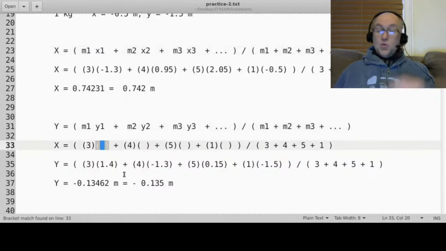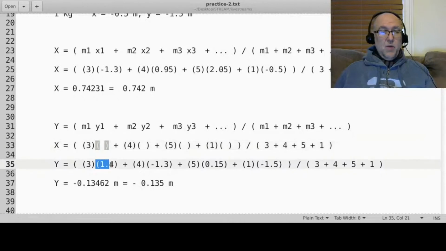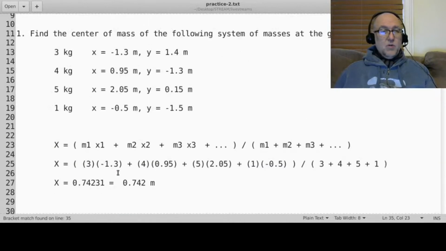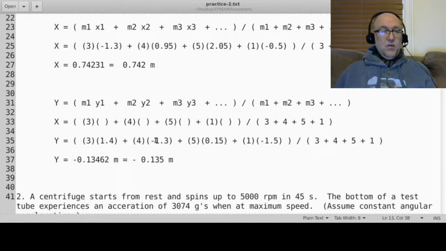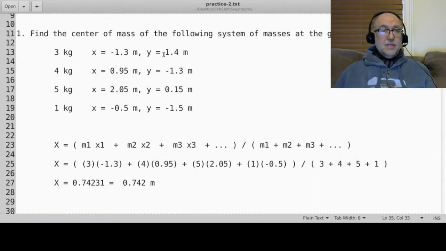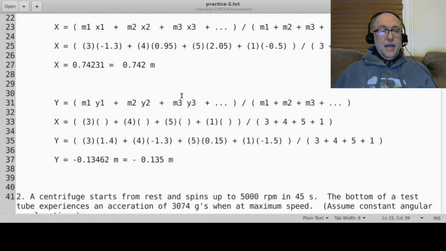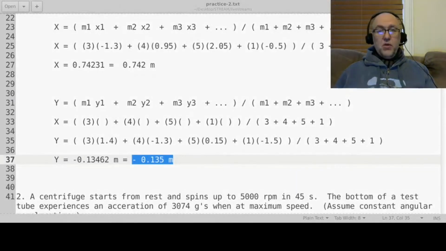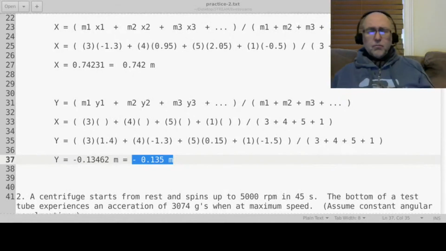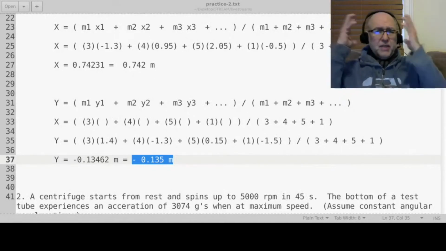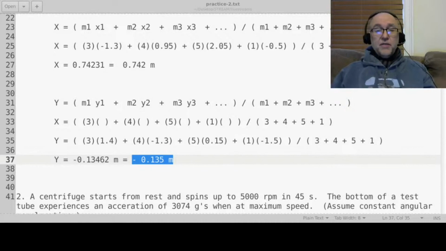So where x1 was, you put the y value, y1, and that's 1.4. Over here is that y value, and then over here you put the y2 value, that value right there. And it turns out to be negative 0.135. All right, very easy. You didn't need the diagram. You don't even have to picture it in your head. These are that straightforward. But let's look at a diagram of where these points are.